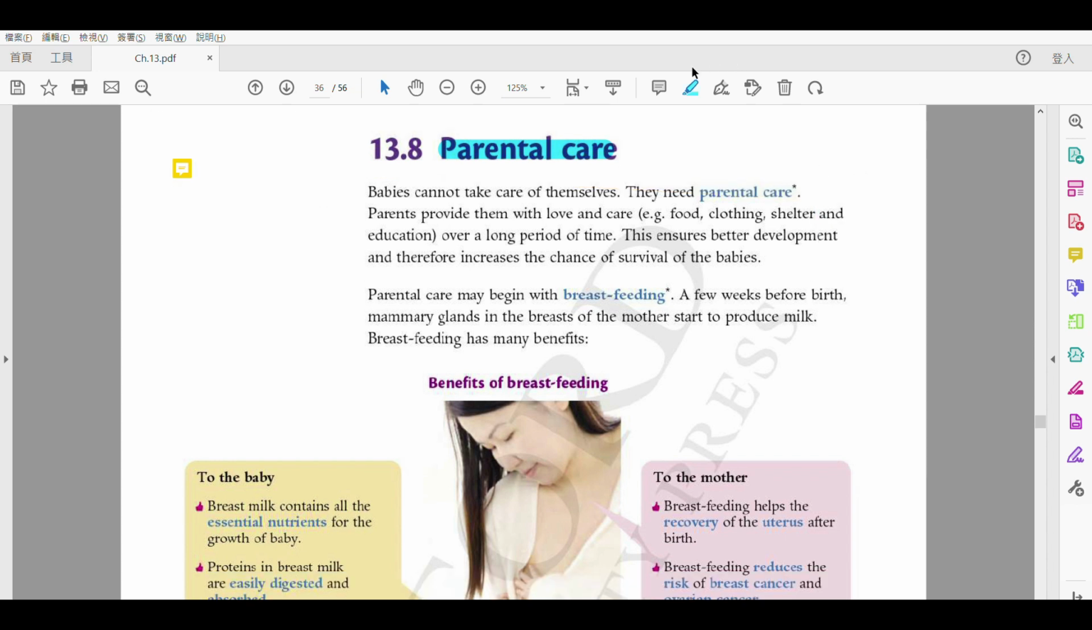Alright, so normally this is very much like common sense, okay? So just be a little bit more carefree. Then babies cannot take care of themselves, so they need parental care. So when we talk about parental care, it's likely both mother and father, alright?